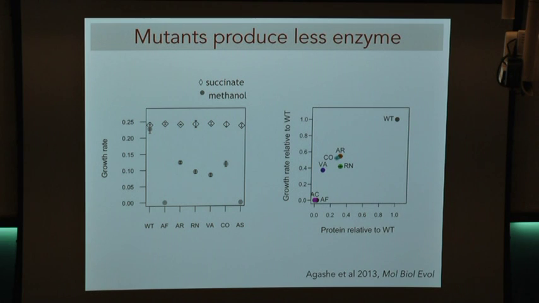Okay, and the reason that we see this growth rate defect is because they're all producing less protein compared to the wild type, right? And so the problem arises because there's less protein being made, but we're not exactly sure why there's less protein being made. It could be translation, it could be mRNA, it could be a bunch of regulatory motifs. So we wanted to figure out what is going on.